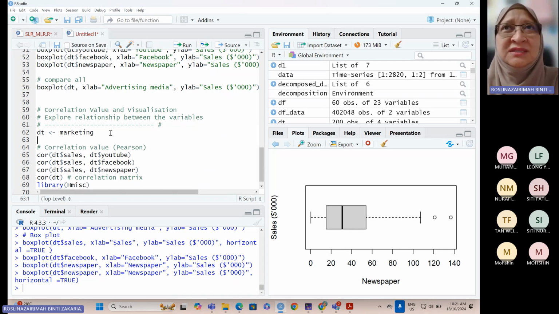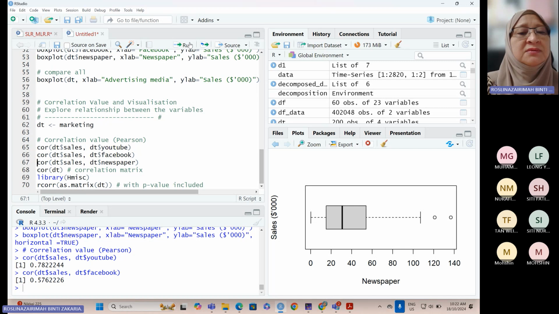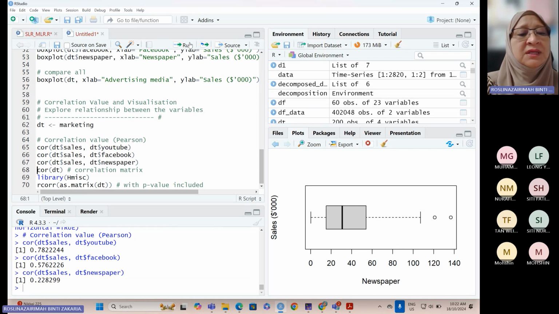For example, maybe in your case, temperature and pressure. What happened to the yield in your experiment? If you put pressure and you change the temperature, what happened to the yield? So using correlation, you want to see this relationship. For example, I check the correlation between sales and YouTube, 0.8. Between sales and Facebook, 0.7. Correlation between sales and newspaper is very low.